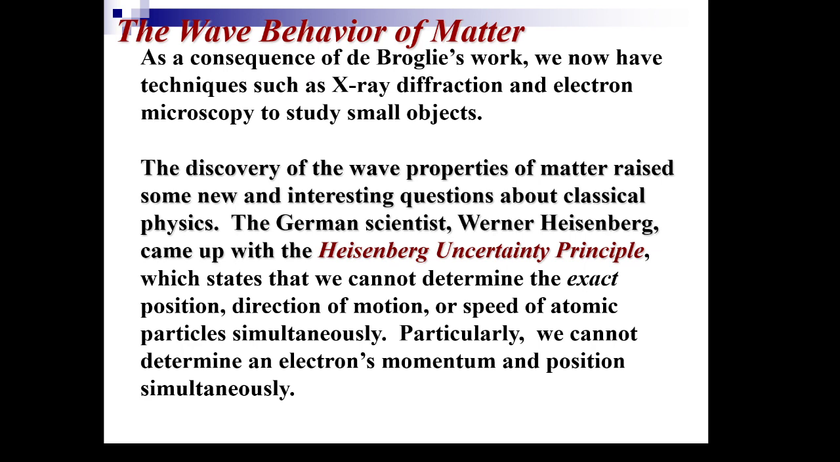So the discovery of these wave properties of matter, meaning anything that's moving has these wave properties, led Werner Heisenberg to come up with the Heisenberg uncertainty principle. Now, what this means is, okay, I can't know the location and the speed of an electron at the same time. I can know one without knowing the other.